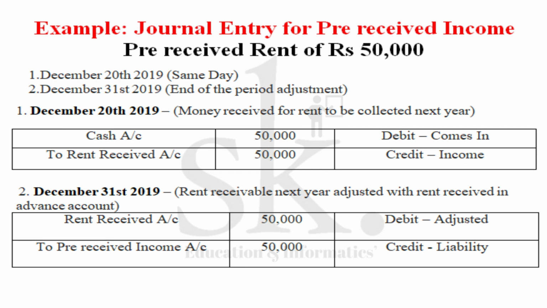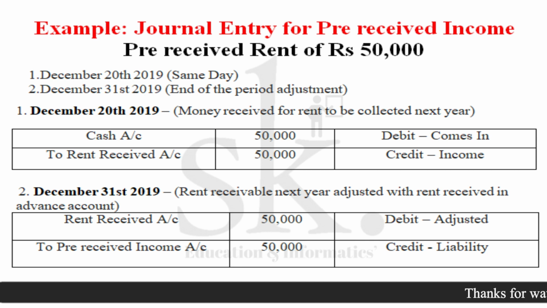Now secondly, you require to make an adjustment because the income which you have received is not of the current accounting period. Therefore, rent received required to be adjusted. So previously you have credited, so you require to debit it because it's a decrease in liability. And you require to credit pre-received income account. Thus, rent received account is debited and pre-received rent is credited.